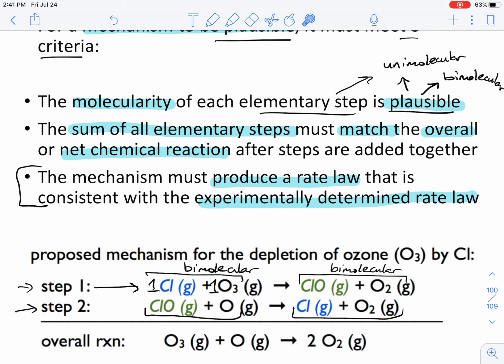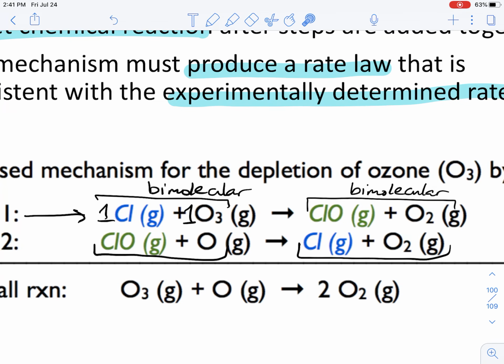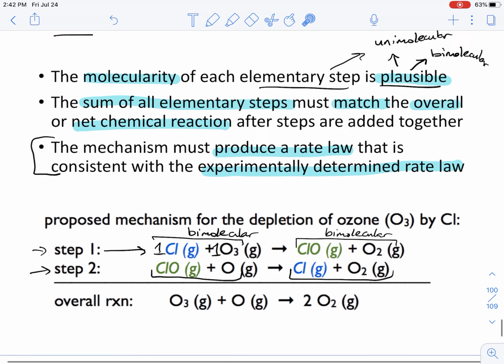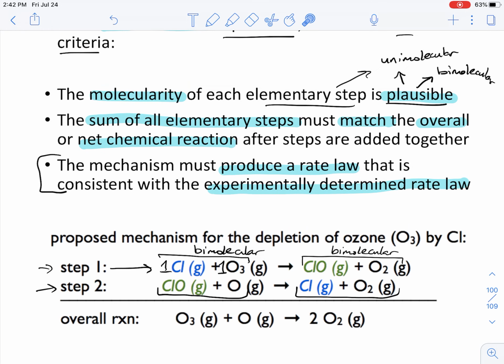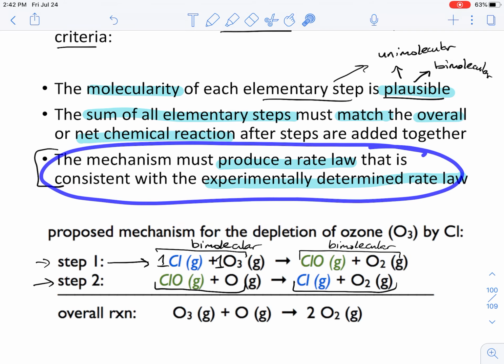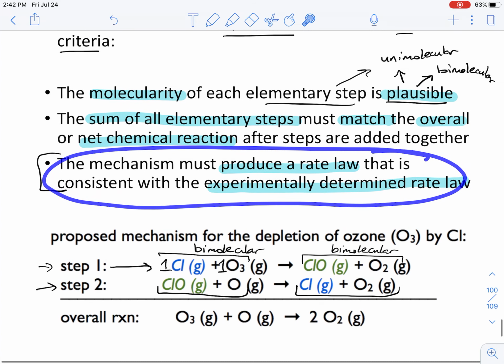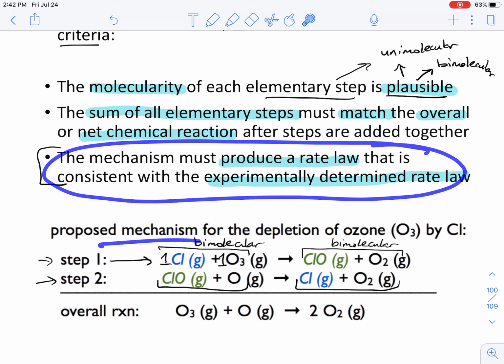And so if we add up the elementary steps, does it match the overall chemical reaction? And we saw that it does a little while ago. So when you add all of this up, the Cl's will cancel, the ClO's will cancel, leaving you with just ozone and this radical oxygen and 2 moles of O2. And so since the sum of the elementary steps does match the overall or net chemical reaction, we can go ahead and check this part off. And so once again, we're now going to move on to the last criteria, and I'm going to explain it in greater detail, which is determining the rate law from a proposed reaction mechanism that would be consistent with what was experimentally determined. Apologize for that.